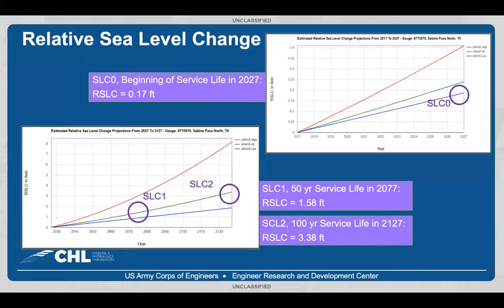Three relative sea level change scenarios were considered, associated with the beginning of service life in 2027, a 50-year service life for 2077, and the 100-year service life of 2127. Relative sea level change includes eustatic sea level rise and local changes in ground levels, which are mostly due to subsidence. The relative sea level changes were included in the ADCIRC water levels, with the geoid offset that also included steric and datum adjustments.